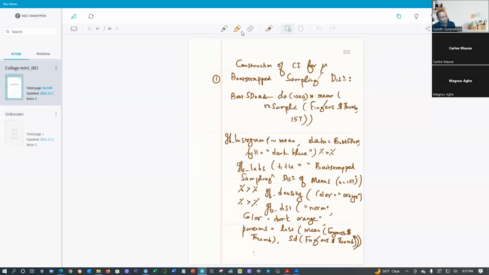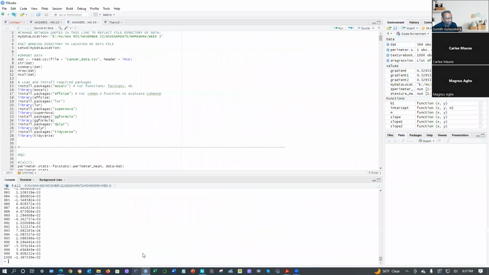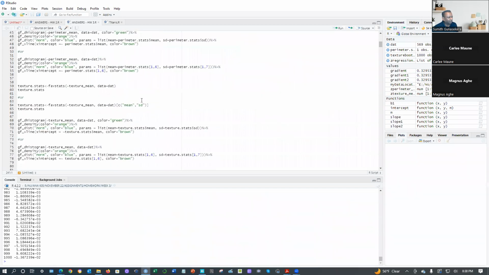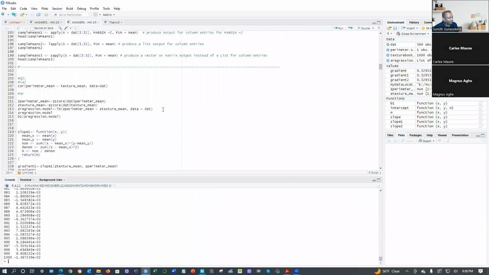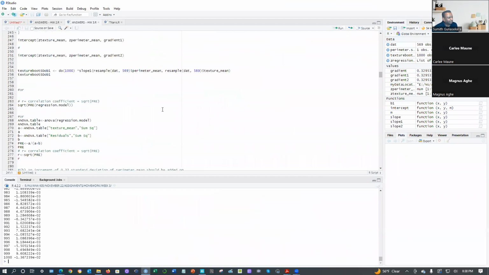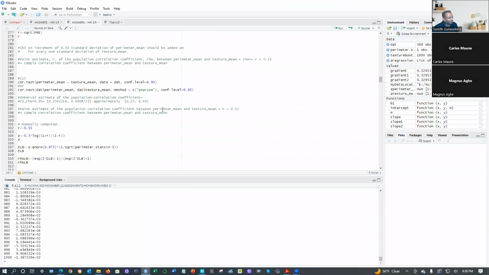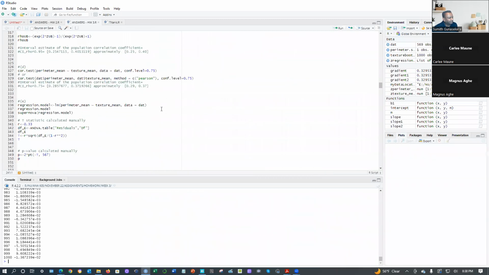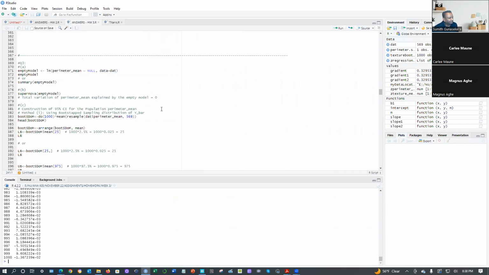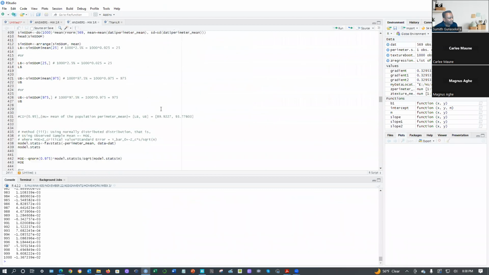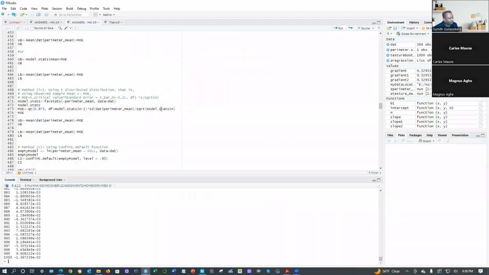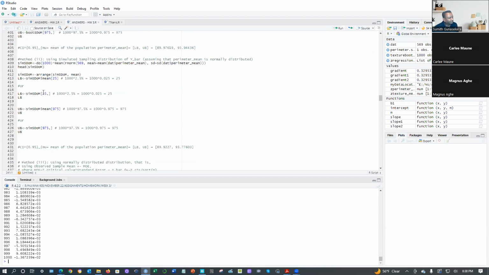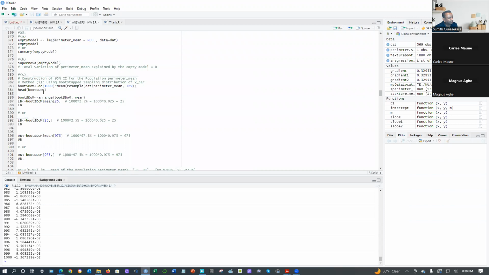Bootstrap method. See, bootstrapping. Let's go to the R and pull out that number 3. Before that, I think homework, I have already got the data in. Let's go to question number 3. Question number 3, part C. Yeah, part C here.